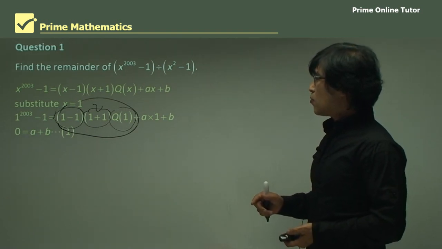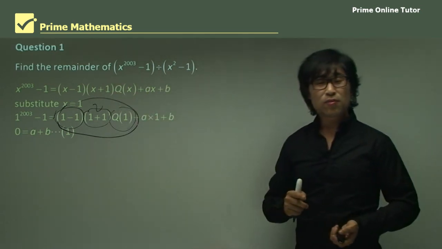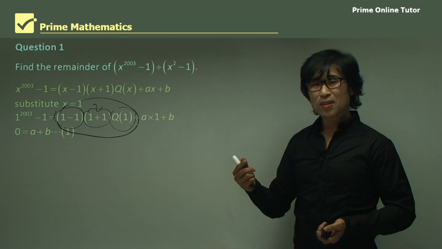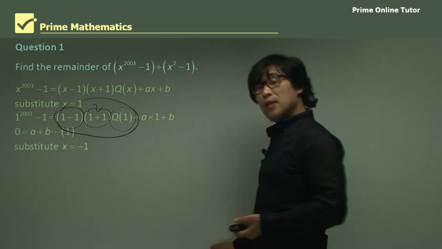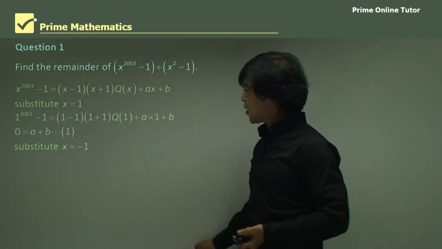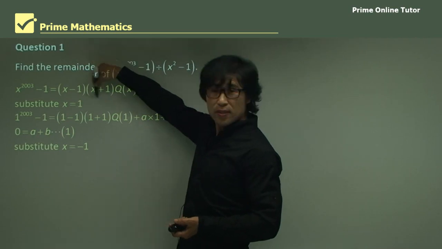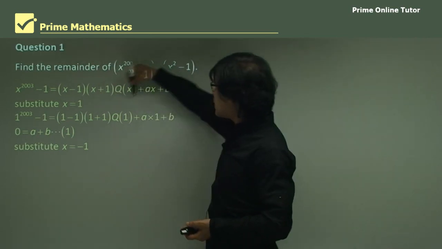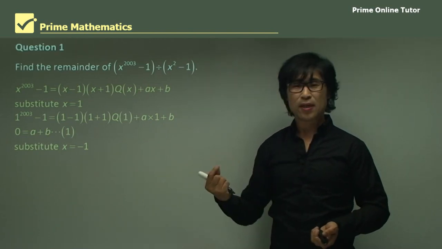Now we're going to substitute x equals negative 1, as I mentioned a little earlier. Everyone, please do think about it at this point. You substitute negative 1, and this factor is 0, so this whole chunk will be 0 simply. So that's the idea.